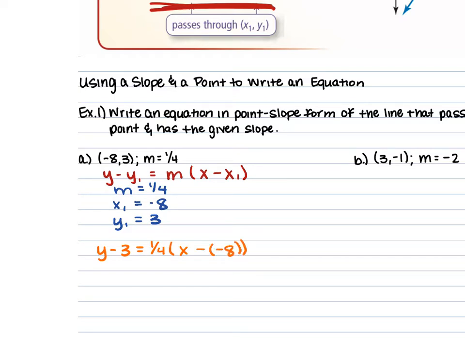Now, you do need to simplify this if you can, meaning if there's two signs next to each other that they can turn into an addition sign, you'll do so. For this one, you do have those two negatives next to each other, so you will turn it into addition and have y minus 3 is equal to 1/4 times x plus 8.